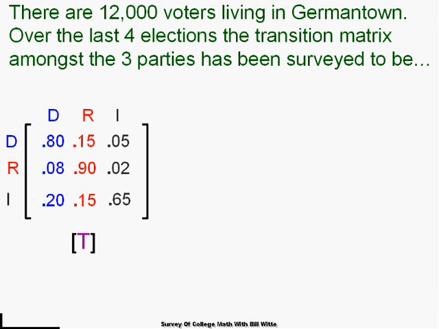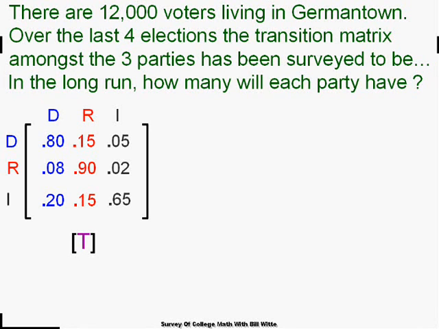Okay, well, if we're going to use that transition matrix, we're going to ask you, in the long run, how many will each party have? How many people will each party have? Now, this is a transition matrix of probabilities, okay? So at the end, we're going to have to convert it to voters. But anytime you see the phrase "in the long run," you smell stable state vector. I can tell you right now.